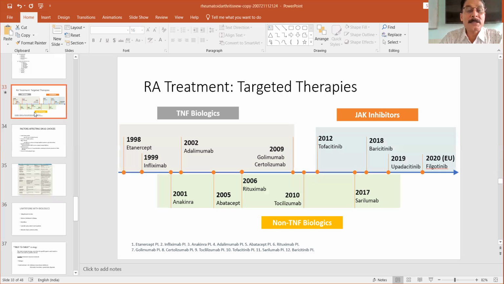So this is the history of biologics: 1998, etanercept, infliximab, so many things are there. This is 2001. Anakinra is mostly used in case of children, juvenile arthritis, a very important drug for non-responders. So these are the things available nowadays.